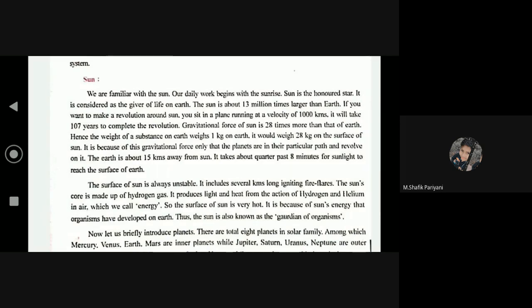Sun. We are familiar with the sun. Our daily work begins with the sunrise.